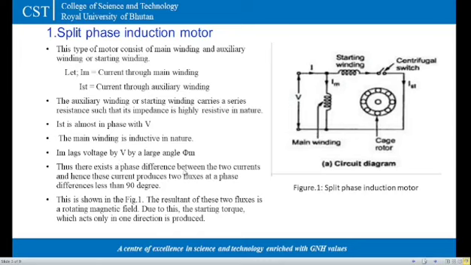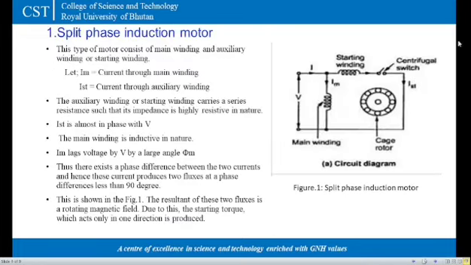Thus, there exists a phase difference between these two currents, IST and IM. Hence, these two currents produce two fluxes at different phase. Therefore, this results in a rotating magnetic field. Due to this, the starting torque, which acts only in one direction, is produced.